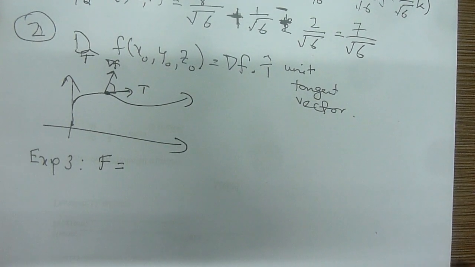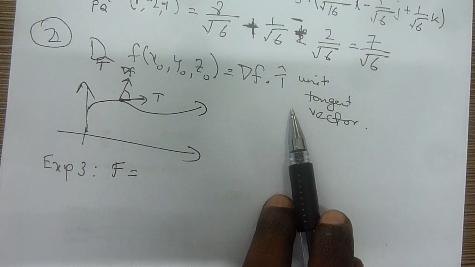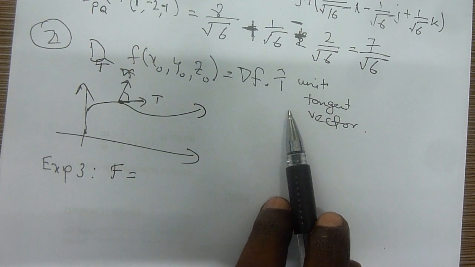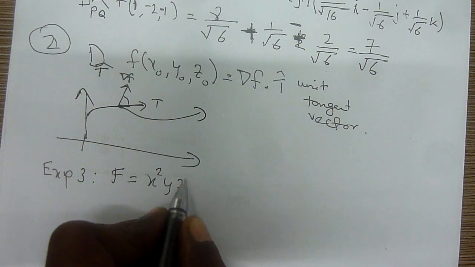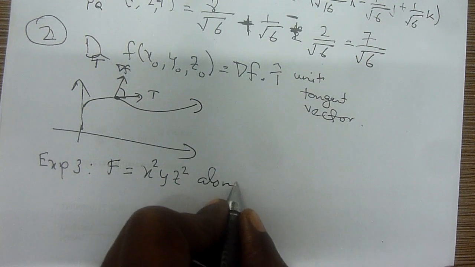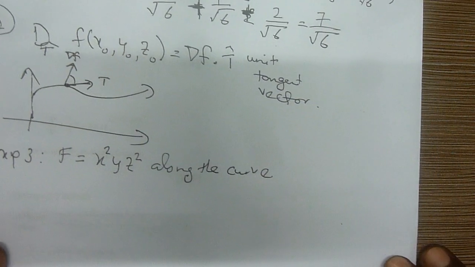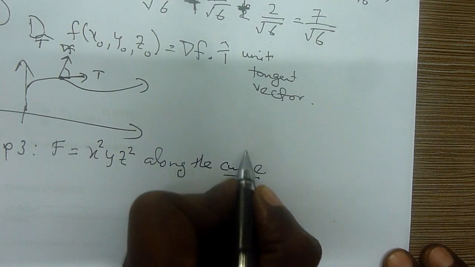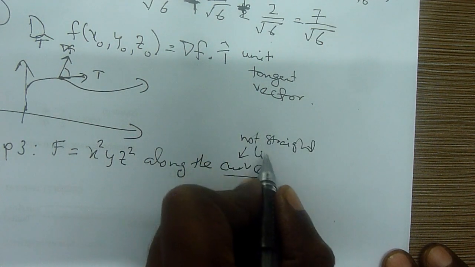Okay, continuing the unit tangent vector for the directional derivative. This is very much connected to what we may call the curvy environment. You can see f is x y z to the power 2 along the curve. This is very useful information. As you can see, this is saying something about the curve. It's not a straight line.